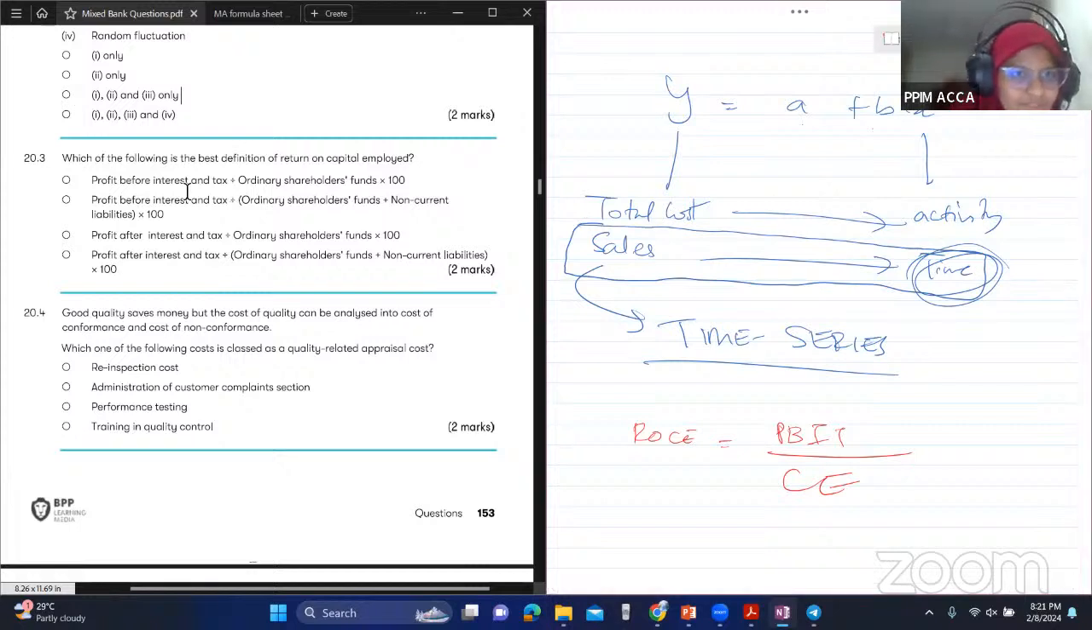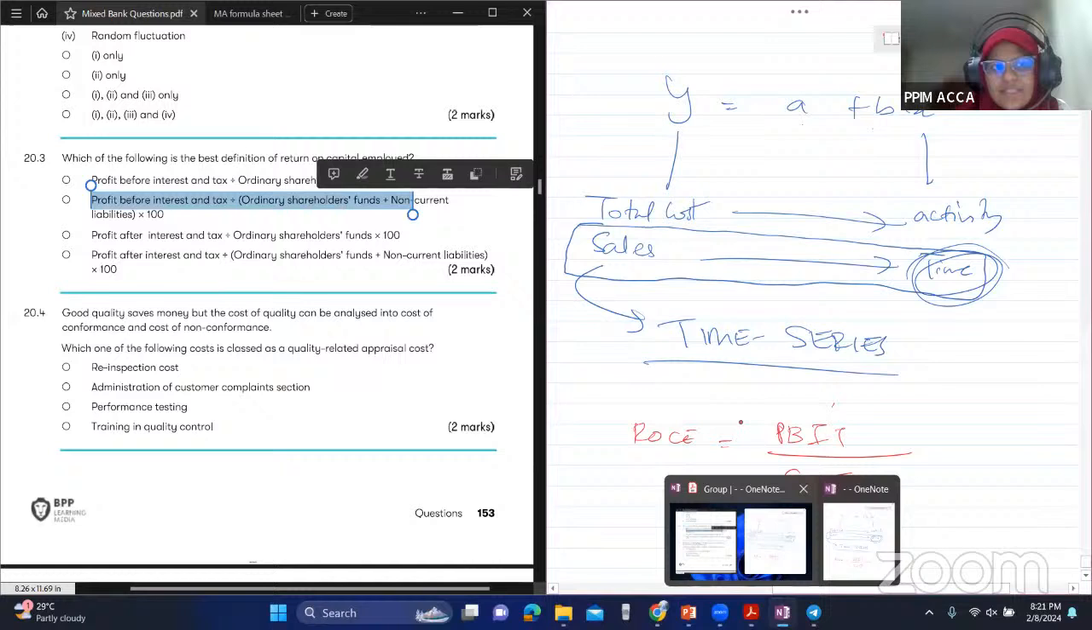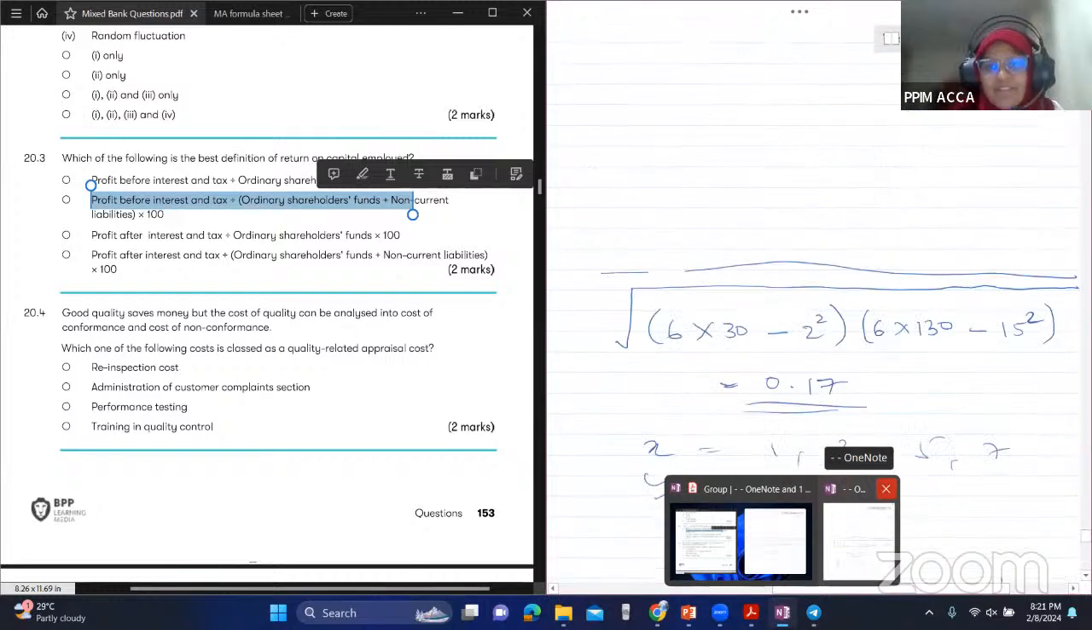Profit before interest and tax. Okay. Divided by capital employed. So ordinary shareholders funds plus non-current liabilities into 100. Capital employed is that. So that seems to be the answer. You can see you get easy questions also. Okay. Not everything will be difficult.